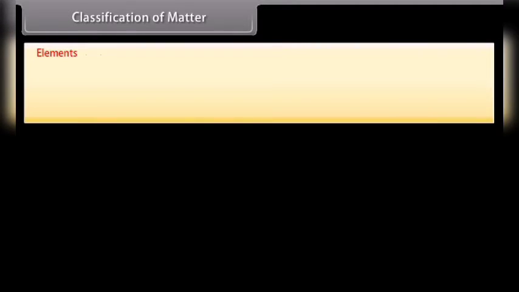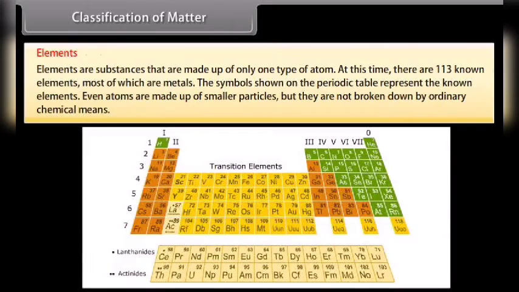Elements. Elements are substances that are made up of only one type of atom. At this time, there are 113 known elements, most of which are metals. The symbols shown on the periodic table represent the known elements. Even atoms are made up of smaller particles, but they are not broken down by ordinary chemical means.